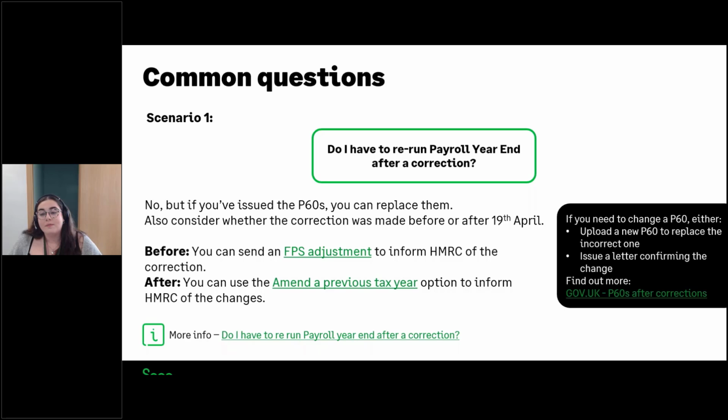HMRC don't say anything about you not being able to. If you've uploaded them to Sage HR, for example, I would just simply re-upload the P60, and what that will do is replace the now incorrect one with the correct one.